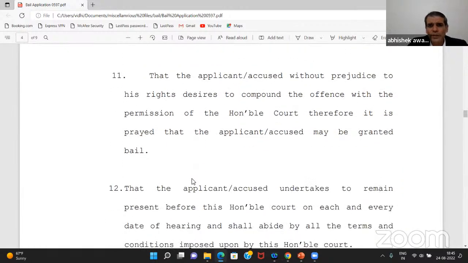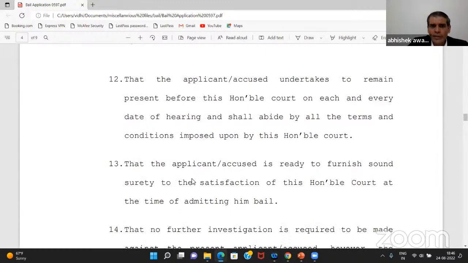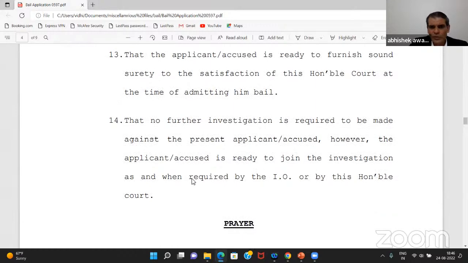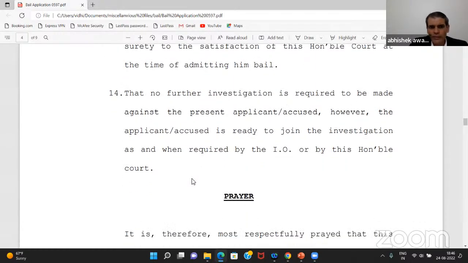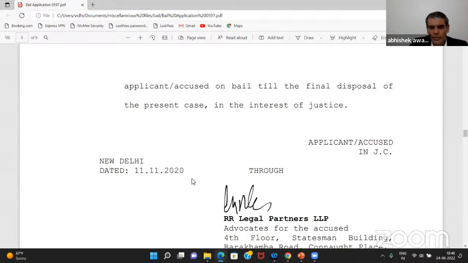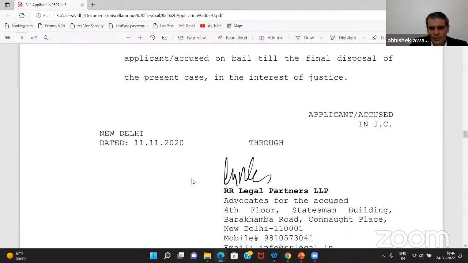That the applicant accused, without prejudice to his rights, desires to compound the offence with the permission of the Honorable Court. Therefore, it is prayed that the applicant accused may be granted bail. Again, very important: on every date he will be present and shall abide by all the terms and conditions of the bail. Sound surety to the satisfaction of this Honorable Court at the time of admitting him to bail. If further investigation is required to be made, the applicant accused agrees to the investigation. He will cooperate with the investigation, that is what is said. So he should be granted bail in the interest of justice.